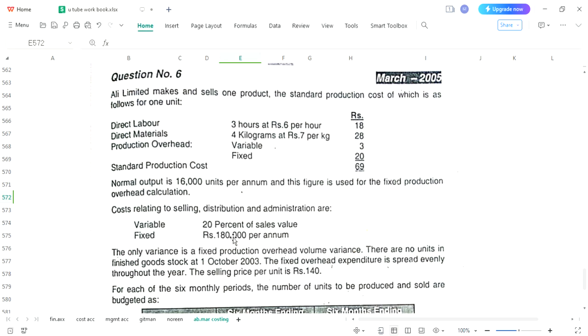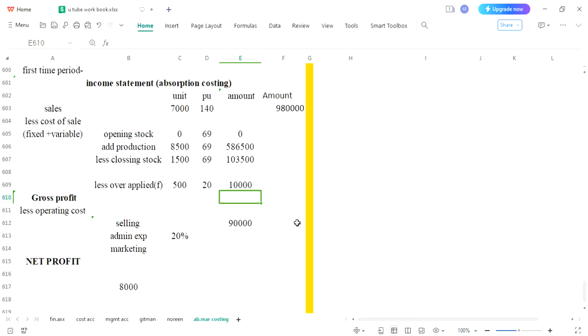Here 20% of sale value is selling, distribution, admin. Now we can calculate 20%. Why? Because we were waiting for the sale value. So sale value is 9,80,000 and we will calculate its 20%, multiply by 20 and divide by 100. So in this way our fixed cost is also completed.